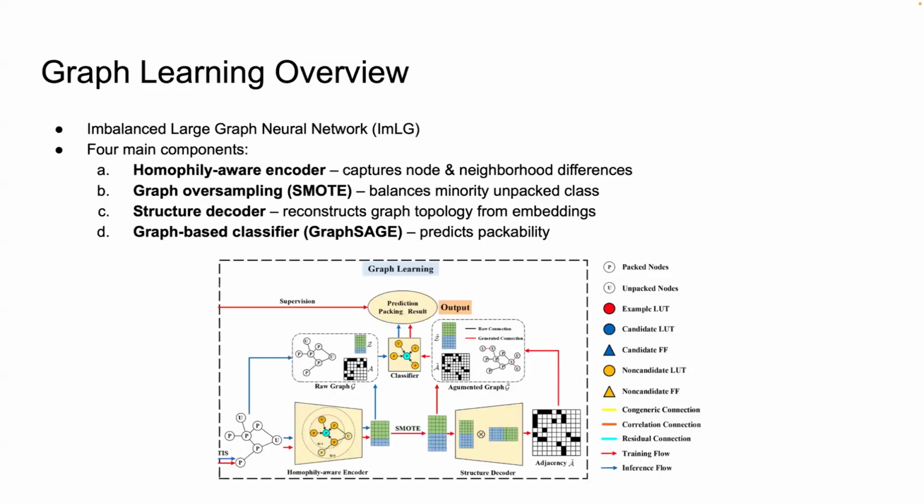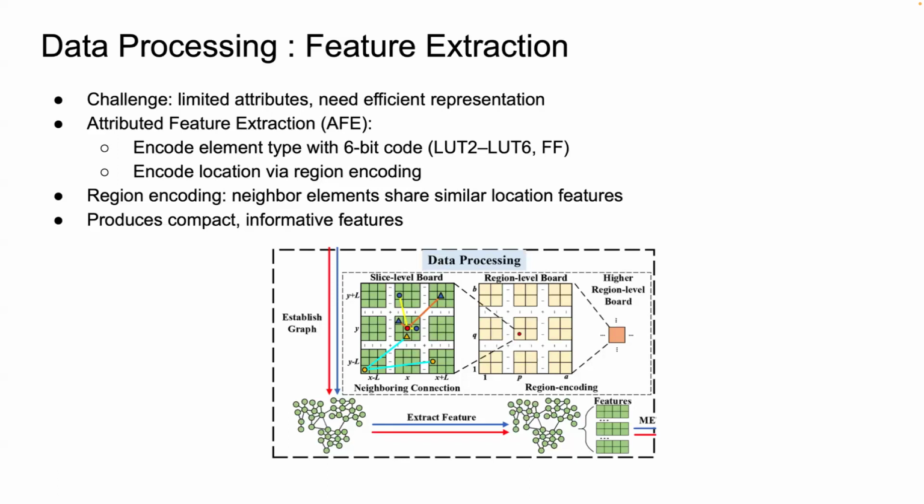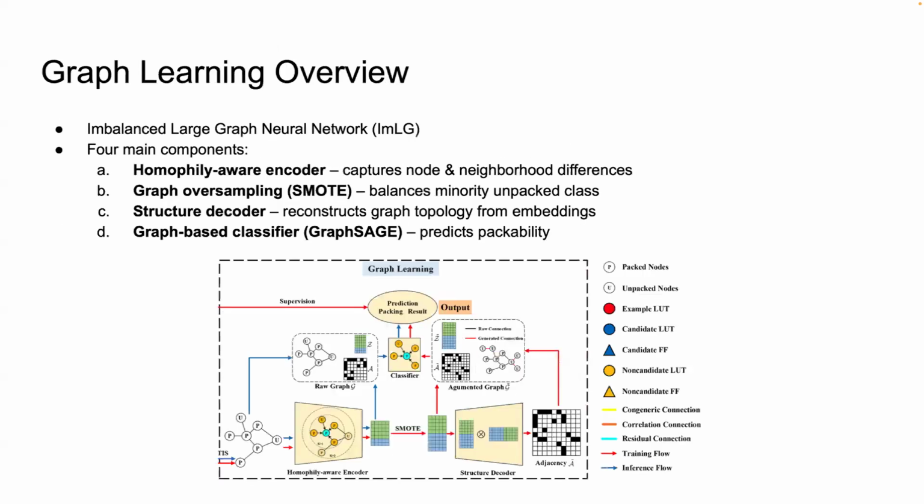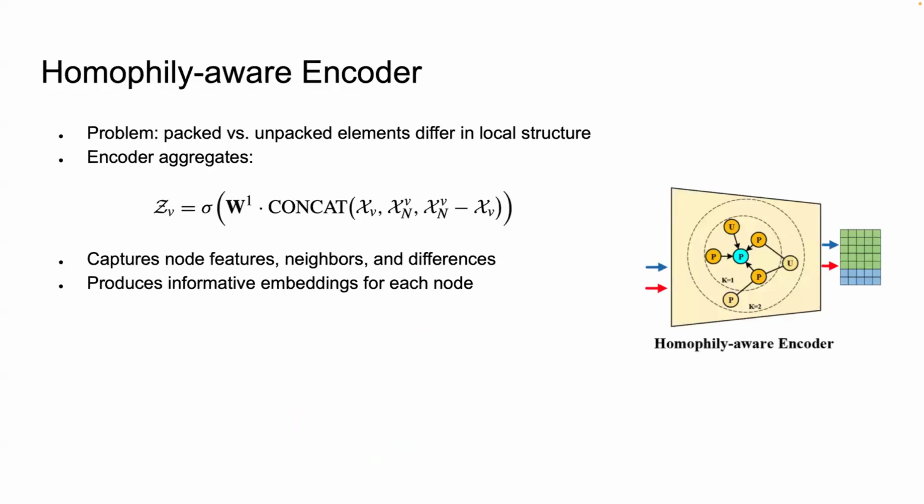The next part is the graph learning overview. Graph learning uses the created features from the location and netlist connectivity. We use these generated features, train our model, and get predictions. This graph learning overview consists of four stages: the homophilous array encoder, graph oversampling using the SMOTE technique, structure decoder, and graph-based classifier. I will go through each of them right now. The first one is the homophilous array encoder. This encoding part is actually where the GNN developers made their intended differences.